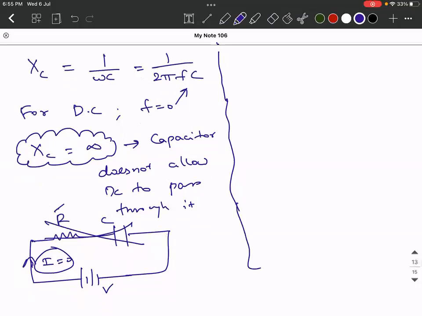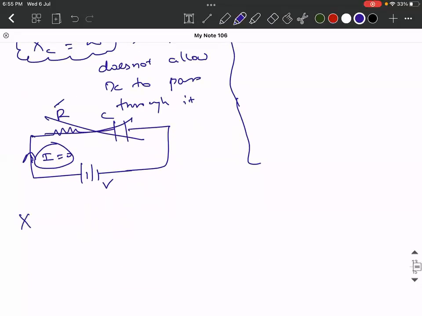Now the next important point is, I am able to observe that Xc is inversely proportional to frequency. Xc is inversely proportional to frequency. When you plot a graph between frequency and Xc, the shape that you're going to get will be something like this, which is a rectangular hyperbola.